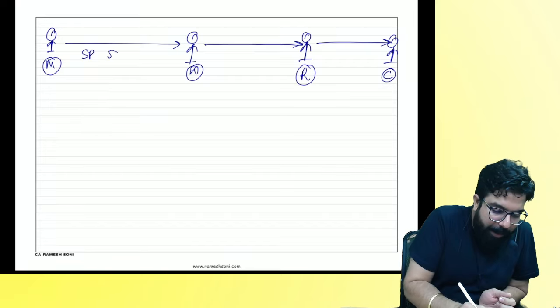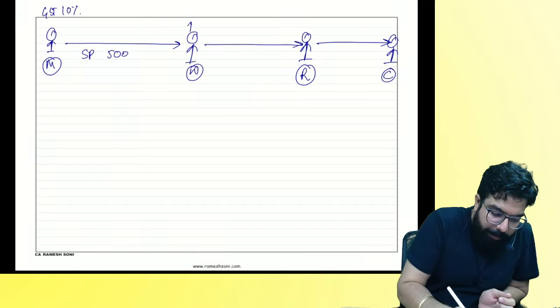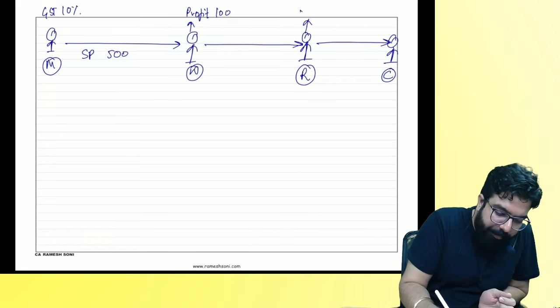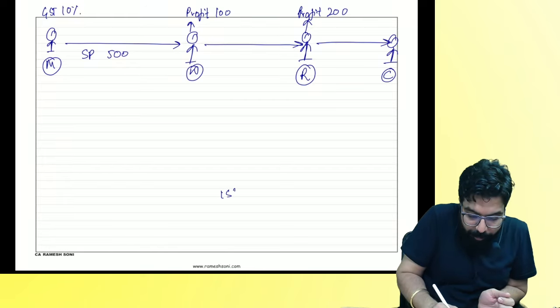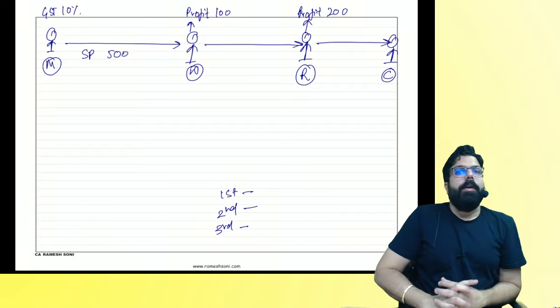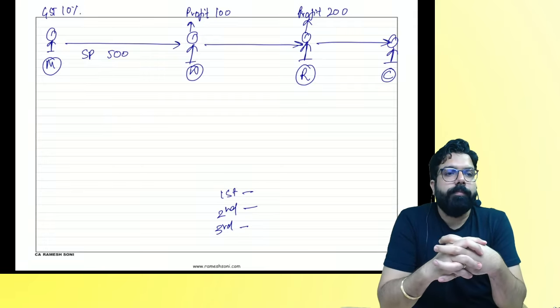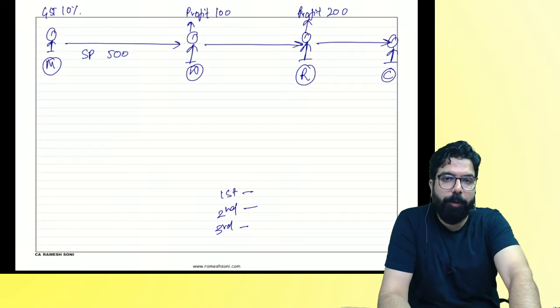Selling price here is 500 rupees. GST rate is 10%. He makes a profit of 100. He makes a profit of 200. Can you do the calculation? First stage, how much will government get? Second stage, government will get. And third stage, government will get. Try it quickly, everyone. I'll pause the video. People watching at home, I'll pause the video. We'll start again once you are done.